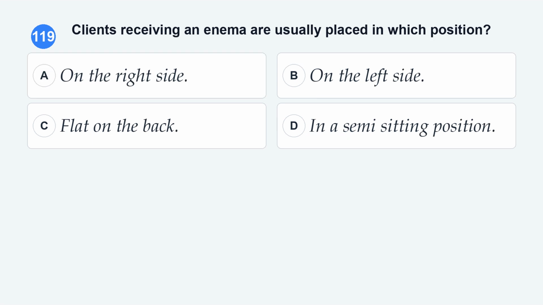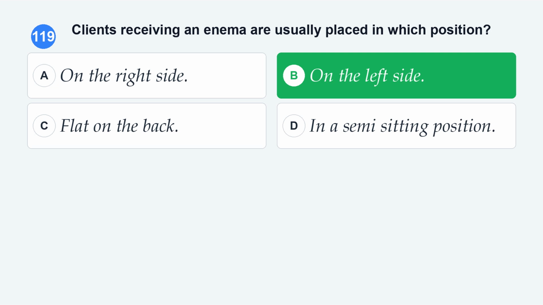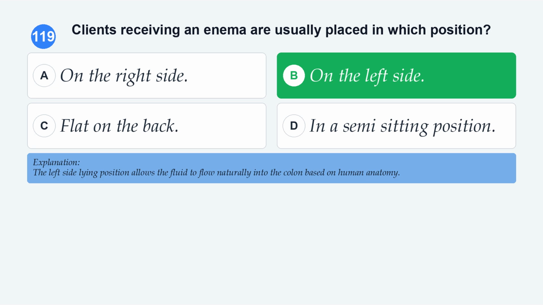Question 119. Clients receiving an enema are usually placed in which position? Option A, on the right side. Option B, on the left side. Option C, flat on the back. Option D, in a semi-sitting position. The correct answer is option B, on the left side. Explanation. The left side lying position allows the fluid to flow naturally into the colon based on human anatomy.